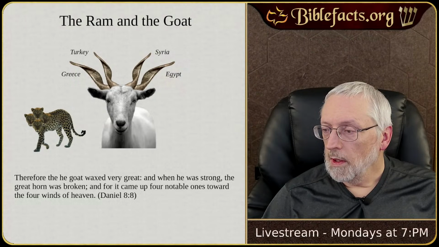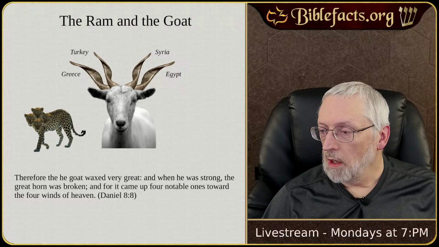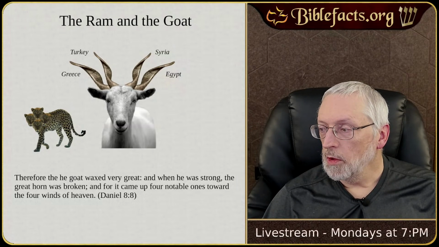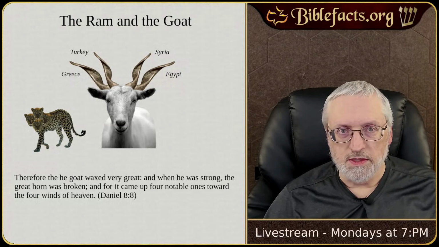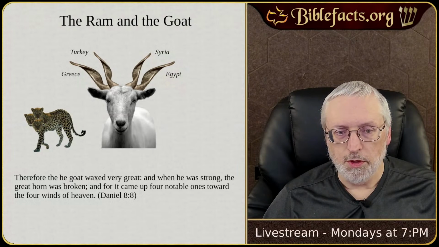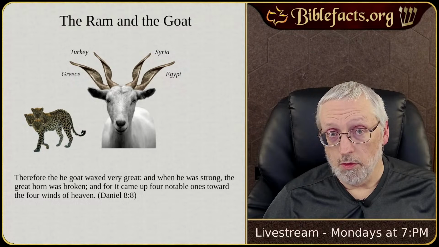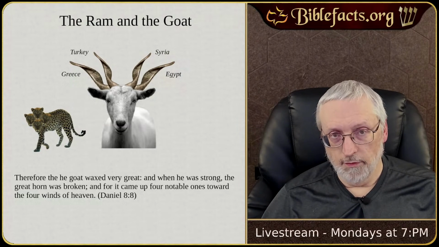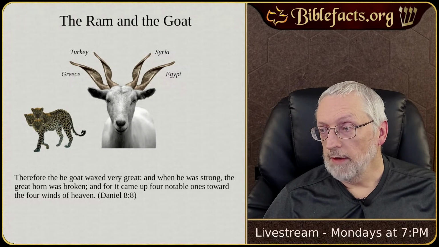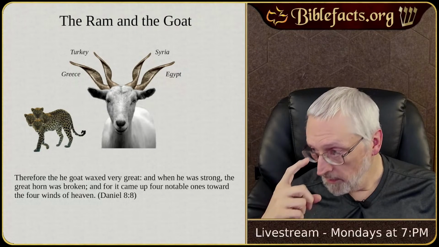Therefore, the he-goat waxed very great, and when he was strong, the great horn was broken, and from it came 4 notable horns out of the 4 winds of heaven. I've put in here the 4-headed leopard just to contrast. So the 4-headed leopard and the 4-horned goat are the end of the empire of Greece. So very, very important. We have to memorize it's Greece, Turkey, Syria, and Egypt, those 4.